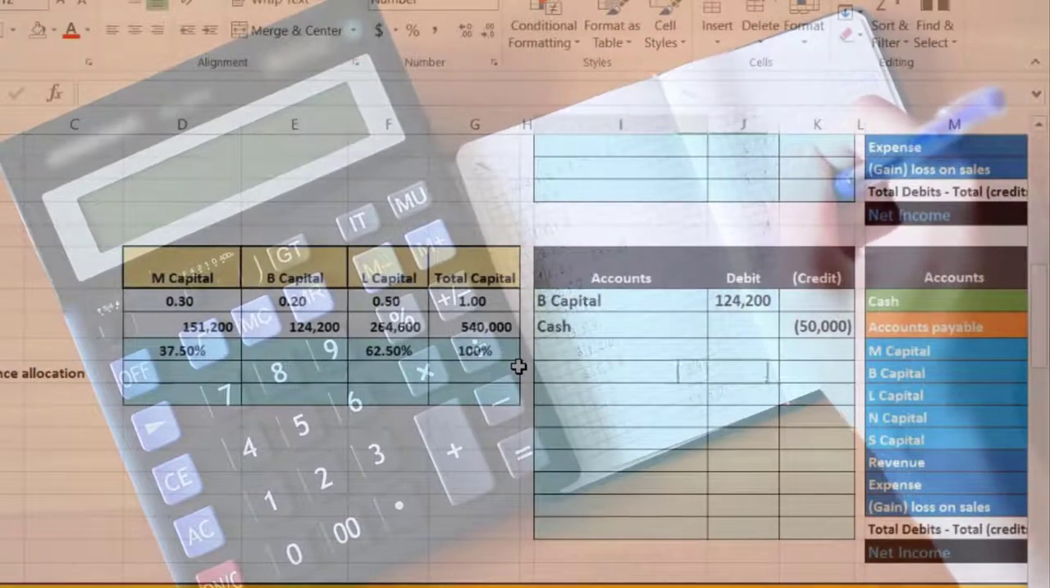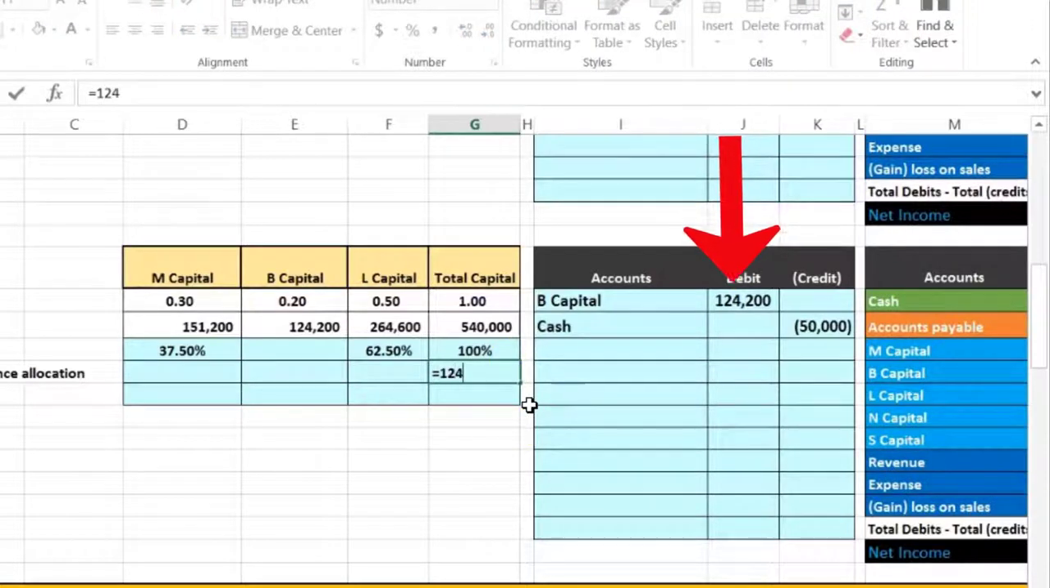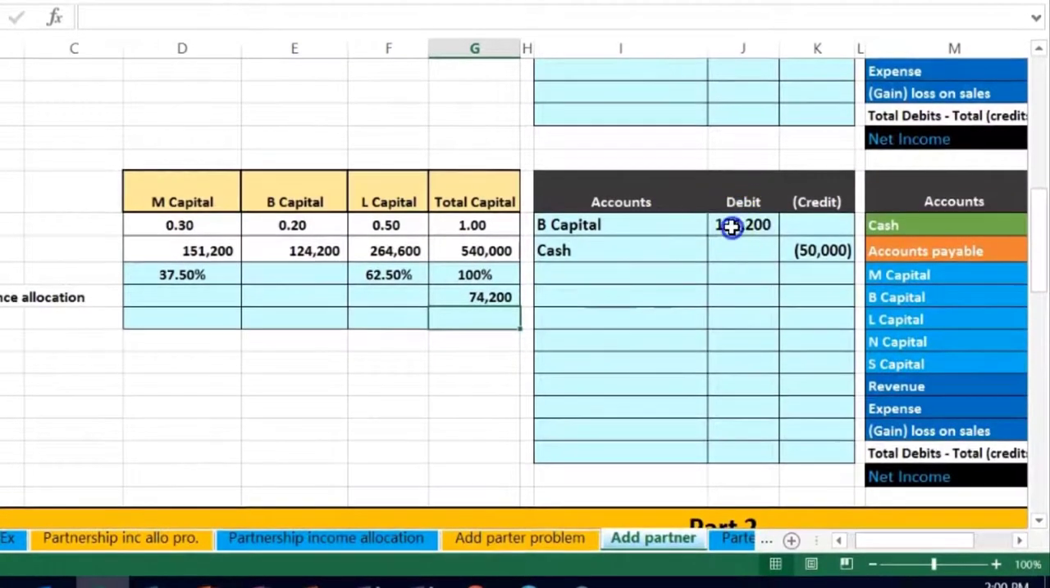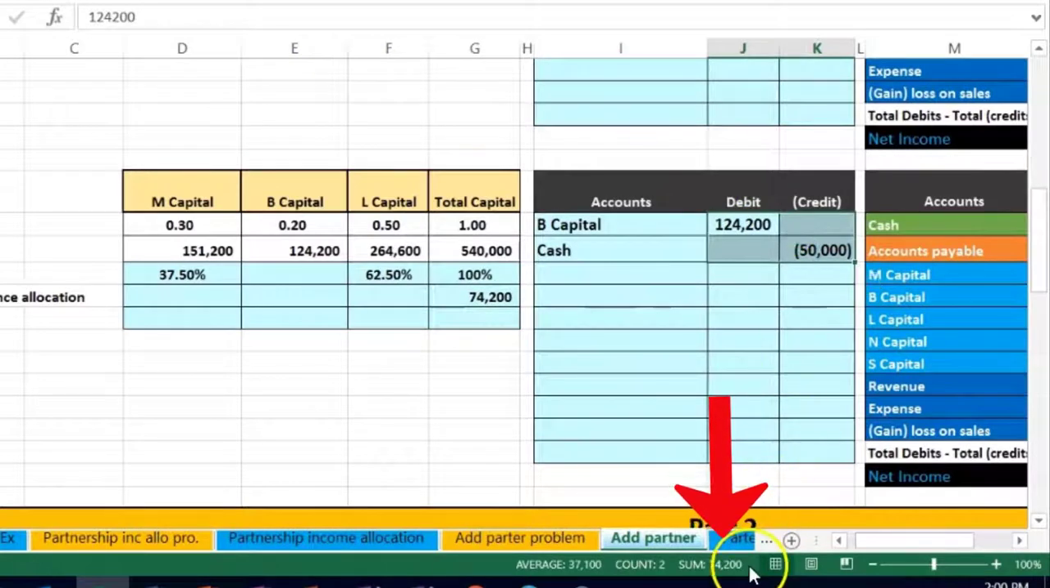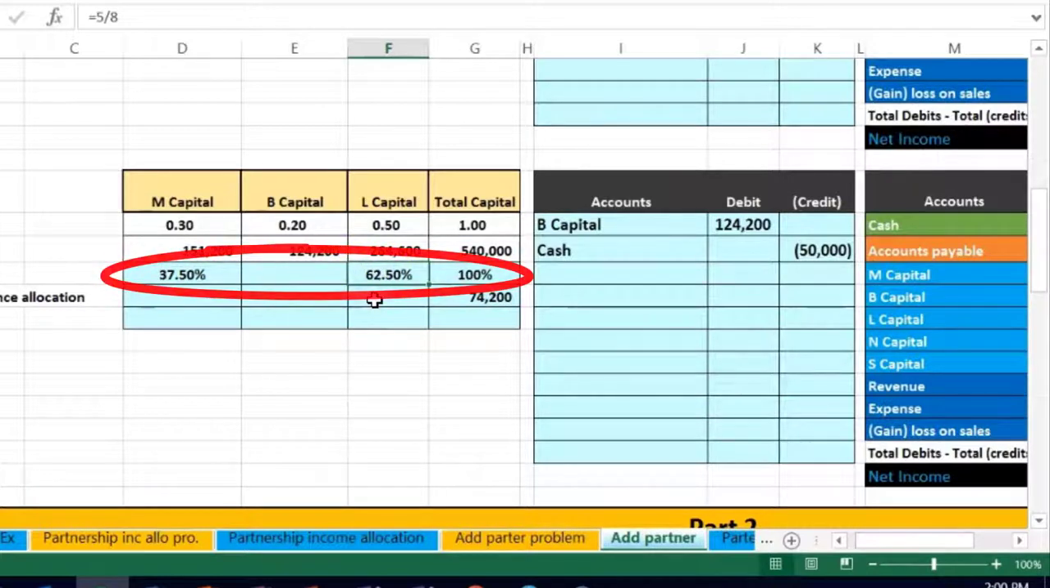All right, now we're going to have to break out this difference between the price that was paid and the amount in the capital account. So in this case, the capital account had $124,200 minus what was paid of $50,000. That's that difference, that $74,200. That's the plug we need here, $74,200. And we're going to break it out by 37.5% to M and 62.5% to L.